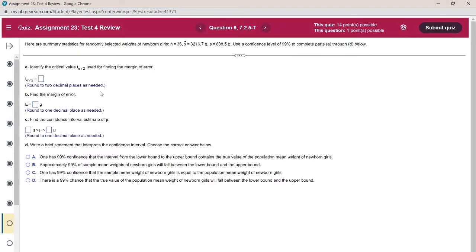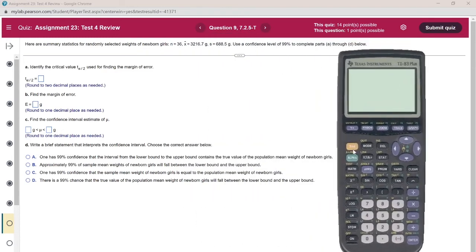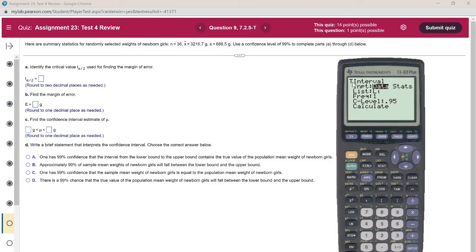Okay, next problem, we need to find the t value, t alpha over 2. First of all, if you have a TI-84 calculator, then it's very easy to find. Just go to second and variance, and then go to number 4 if you have a TI-84. But I don't have a TI-84, so I need to use stat and test, and go to number 8, TInterval, which helps me find a confidence interval for the t distribution.